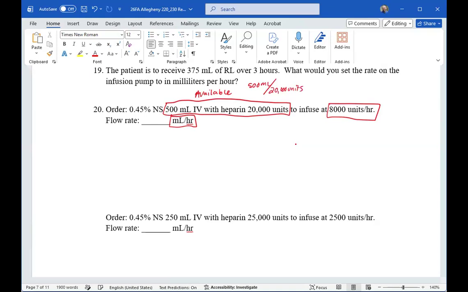Or I could say 20,000 units per 500 ml. It really doesn't matter. Just know that they go together. Okay. That's going to be really, really important. Now, there's a couple of different ways to set up this problem.